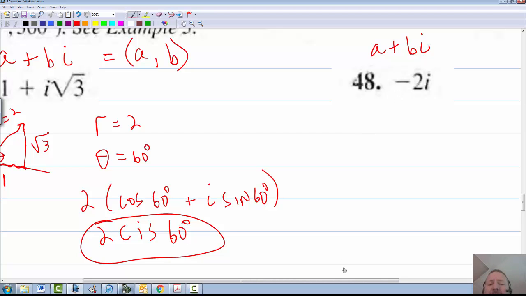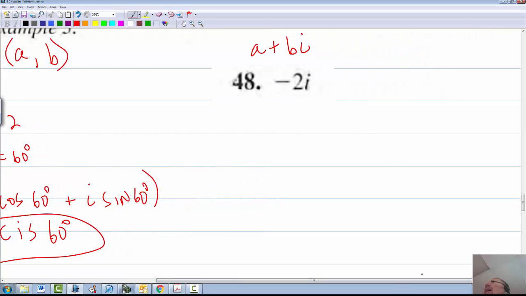This is supposed to be an A plus Bi format. Interesting, and this is all that I have. So what's A? 0. And then how do you save yourself? You do what? Draw it. How do you graph? How do you draw 0 minus 2i?